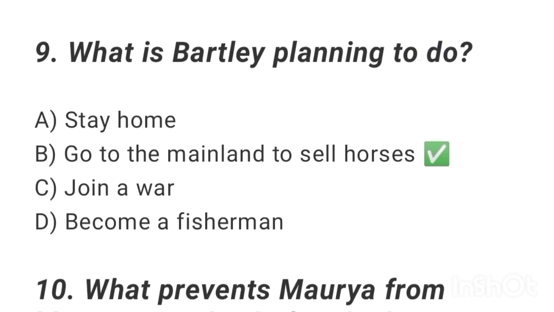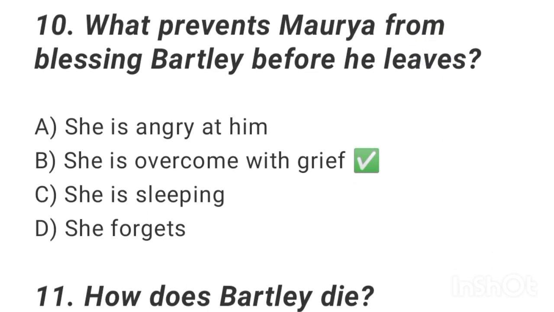What is Bartley planning to do? Bartley wanted to go to the mainland to sell horses. Bartley planned to go to the mainland, crossing the sea, and to sell the horses. Answer will be it.